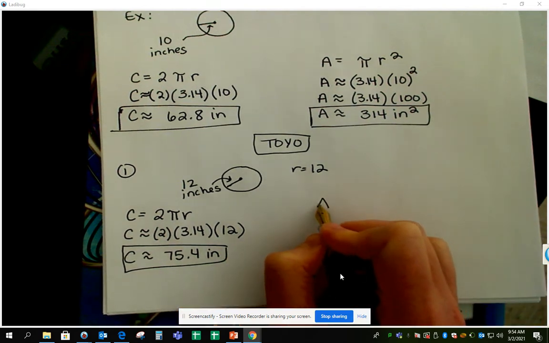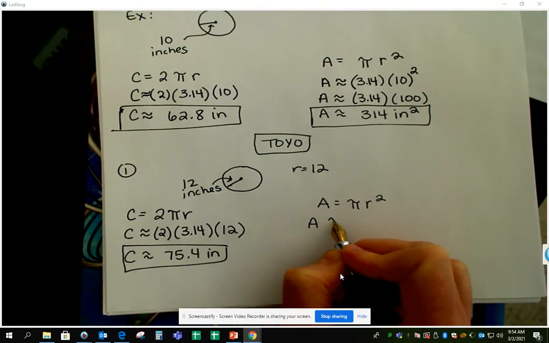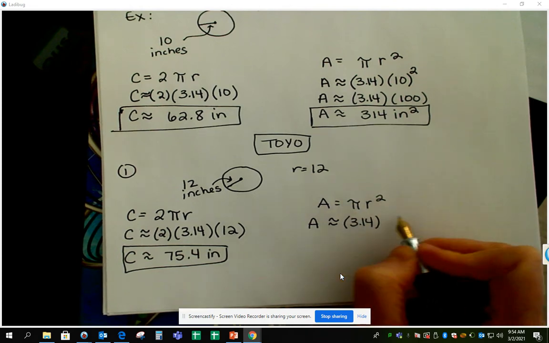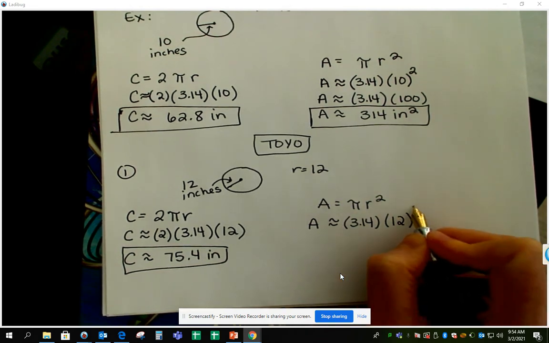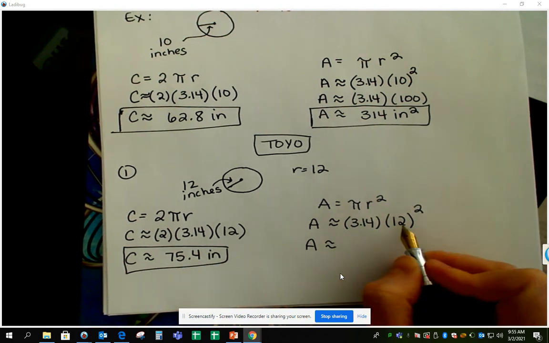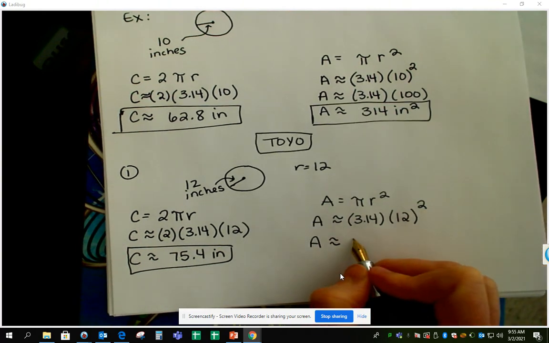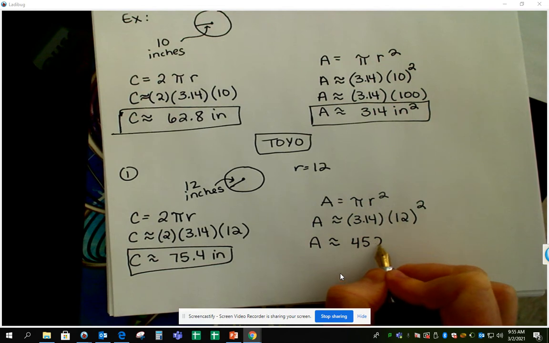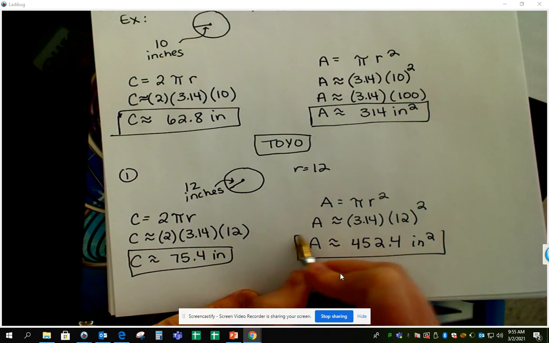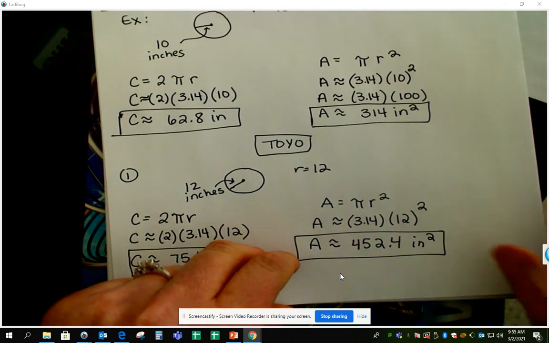Okay, for area, pi r squared. So area is going to be approximately equal to 3.14 for my pi and 12 squared. Okay, and I put that in, I would square 12 first, 12 times 12, then multiply that times 3.14, and we're going to have 452.4 inches squared. Remember, square units for area. All right, let's try another.